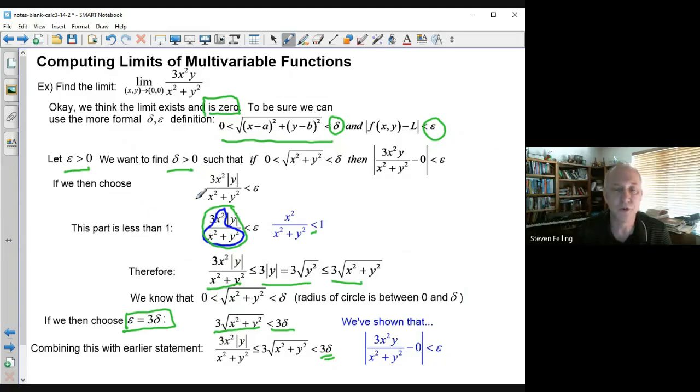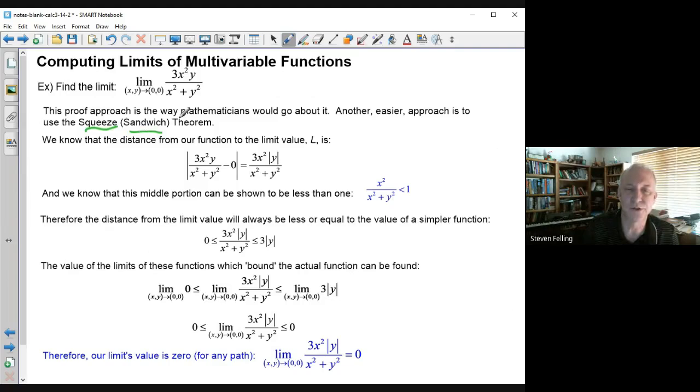And so if you take proof-based calculus and you become a mathematician, this is the space you're going to live in. This is what you do, this kind of stuff. You're trying to show that in all cases, no exceptions, this is true. But this is quite a bit for applied mathematics students to deal with. So we have an easier way, it's actually just as good, but it's a little less formal. And it's called using the squeeze theorem or the sandwich theorem method.